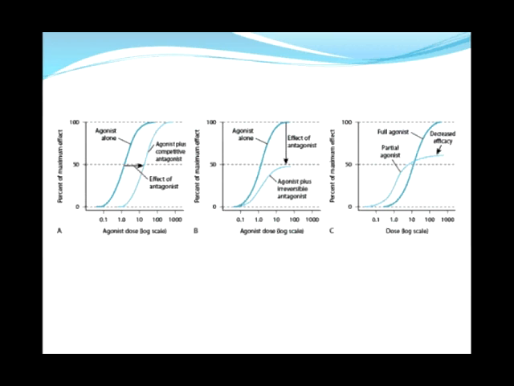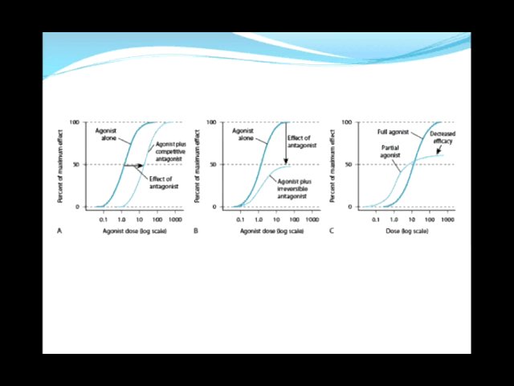In figure B, the addition of an irreversible antagonist causes decreased efficacy because regardless of how much of the agonist is added, it cannot outcompete the antagonist. It is irreversible and will not unbind. A non-competitive antagonist would have the same effect because it does not bind to the same site as the agonist, so the high concentration of the agonist cannot displace it.